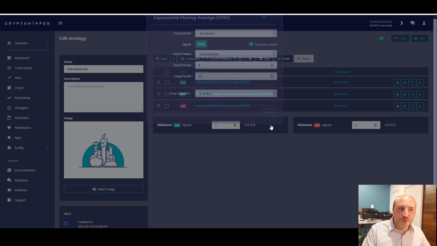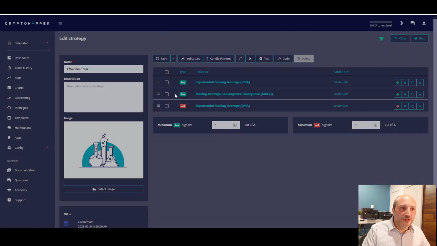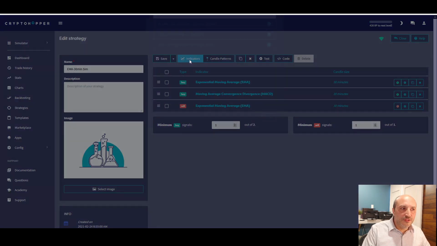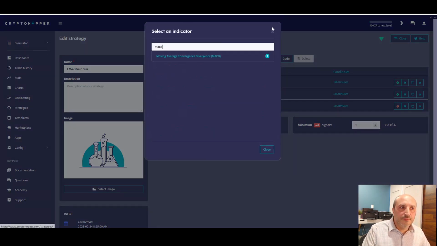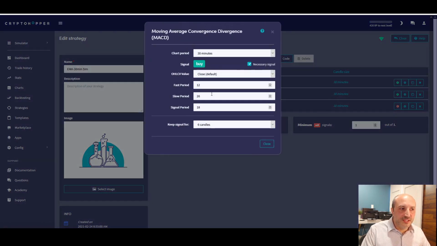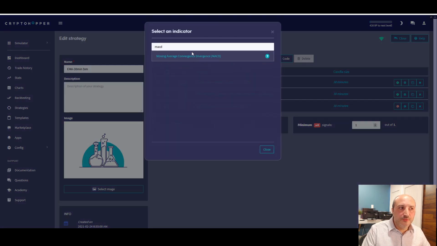Okay, so make sure you put those settings, and then you're gonna go again, indicator, and this one will be using the MACD. So all you have to do is type MACD right here, go to setting, 30 minutes again, buy, make sure necessary signal, fast period 12, slow period 26, and signal period 18. Keep signal for 6 candle. Close this.